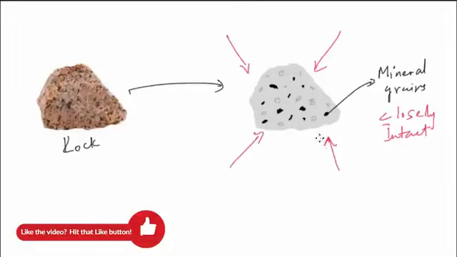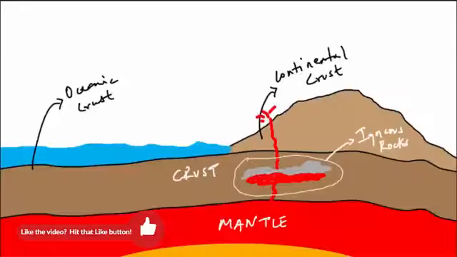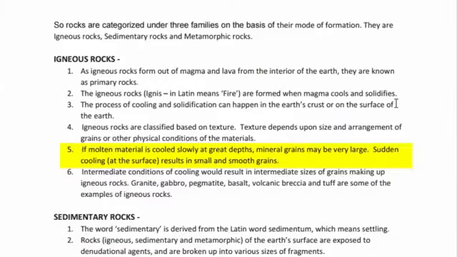And as it is, there is a huge amount of pressure under the crust, and the temperature is not normal too. So in this situation, those igneous rocks that are formed under the crust or in deep depth of the earth tend to be very large in size. It's like as long as the rock is under the earth's surface, the pressure and temperature don't let the mineral debris split apart. It keeps them intact. The intermediate conditions of cooling would result in intermediate sizes of grains making up igneous rocks.